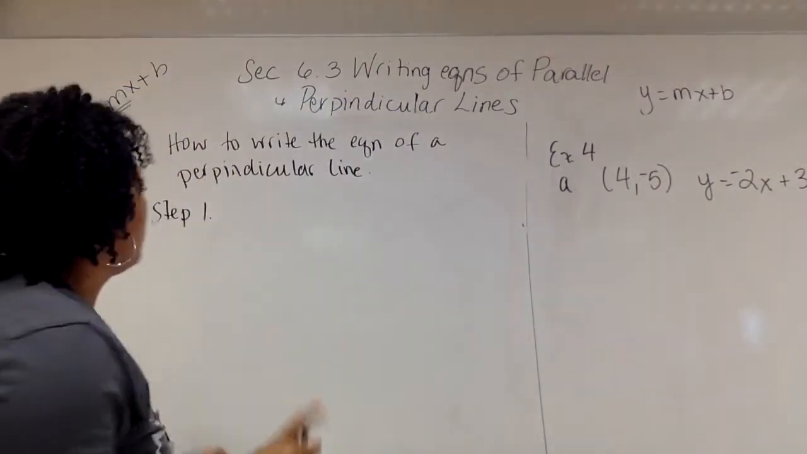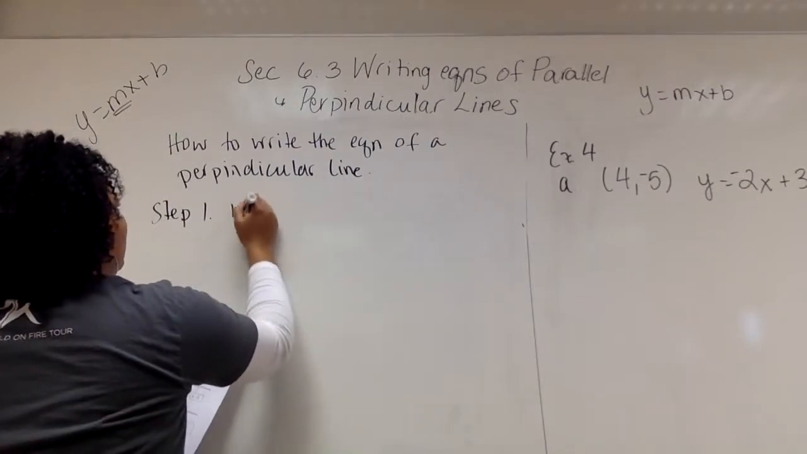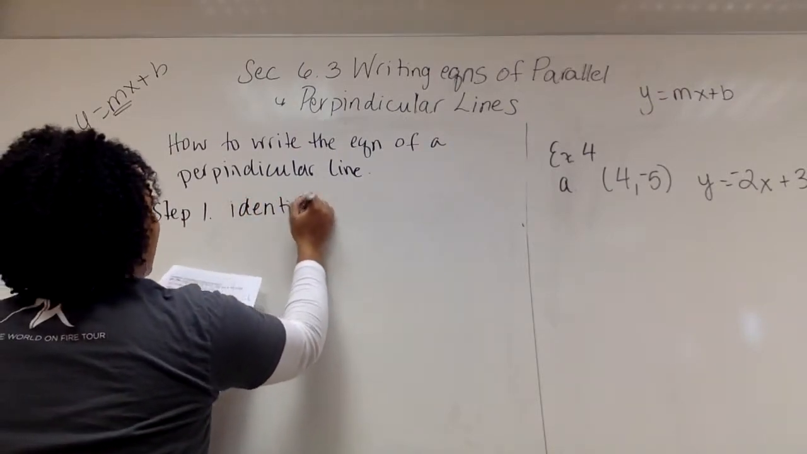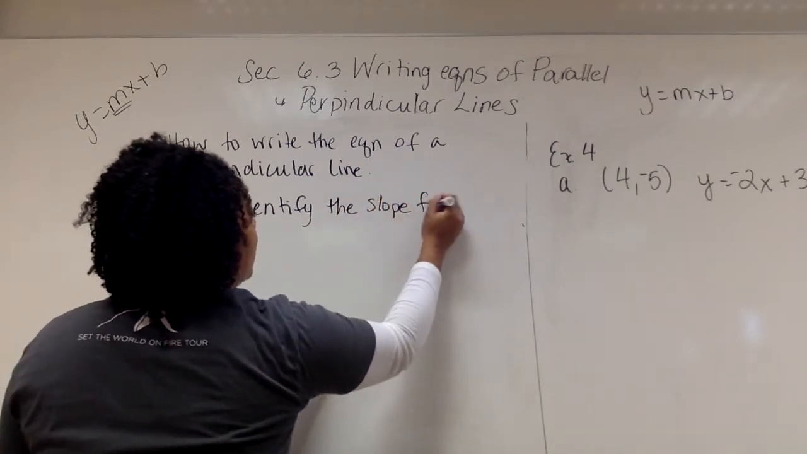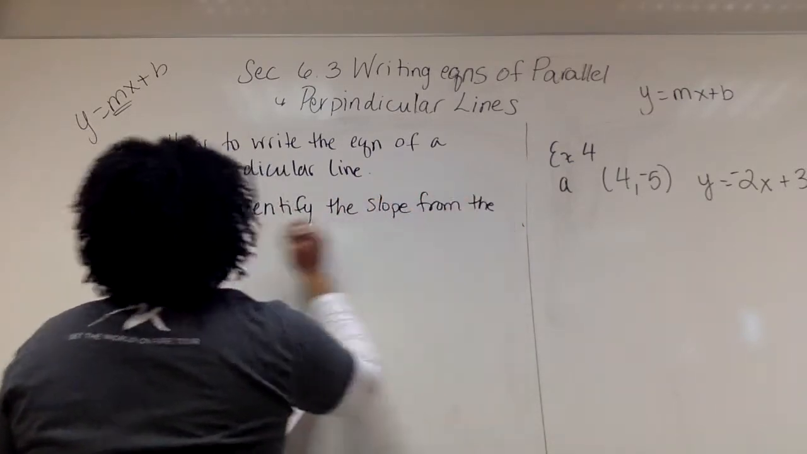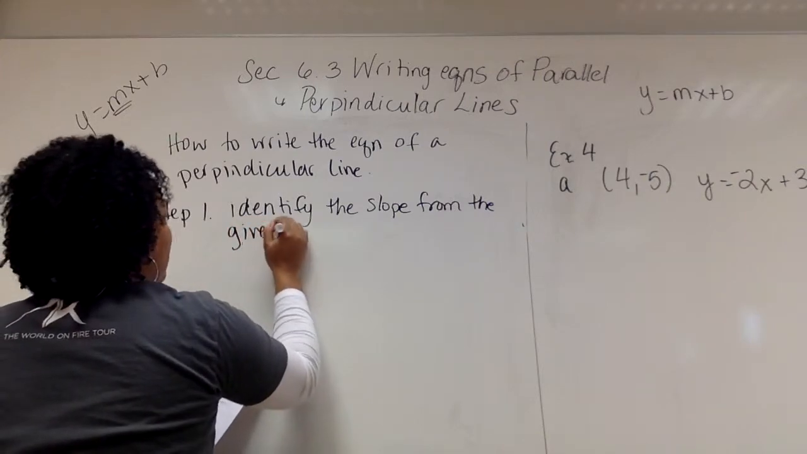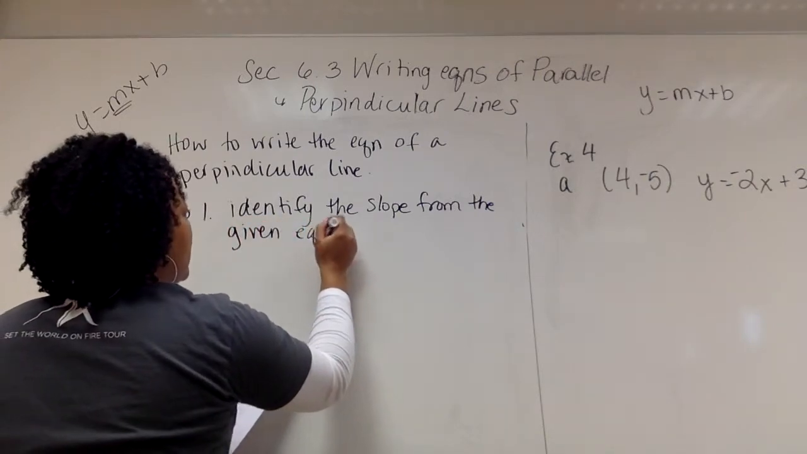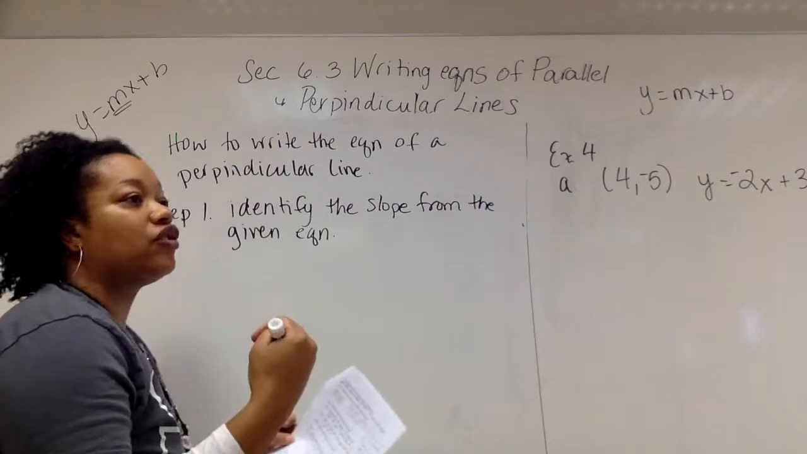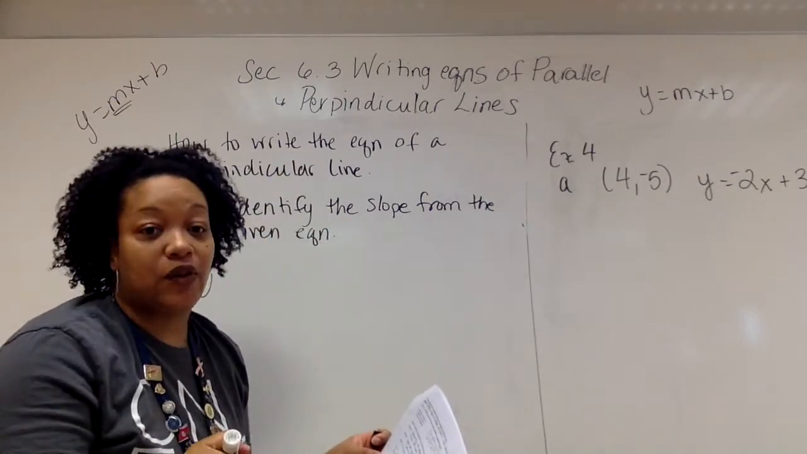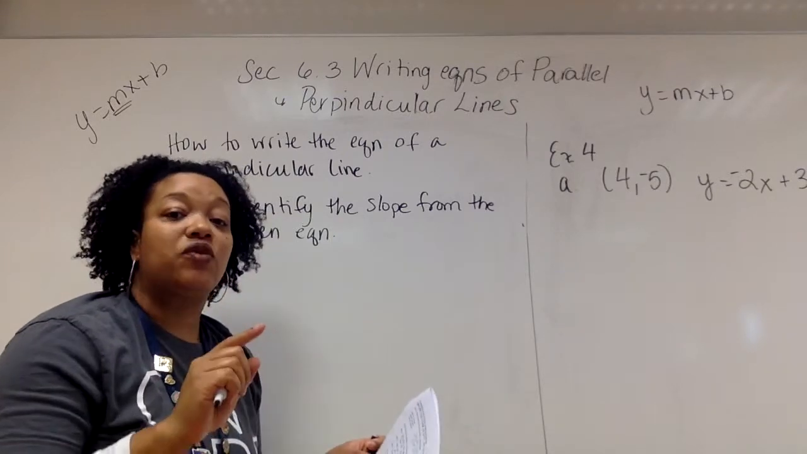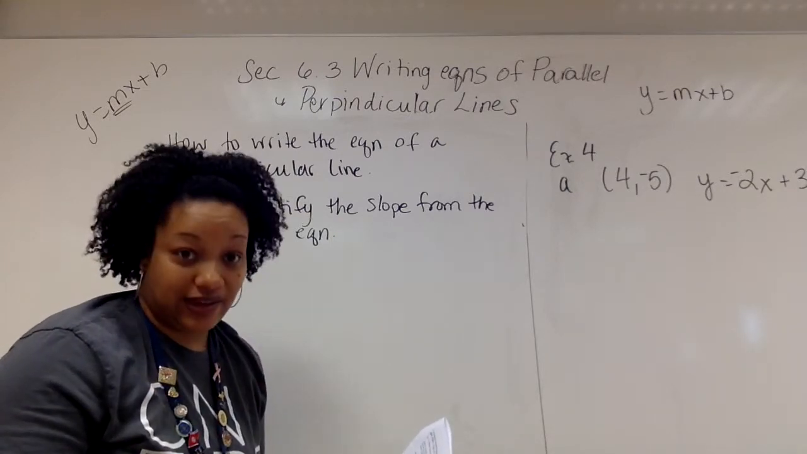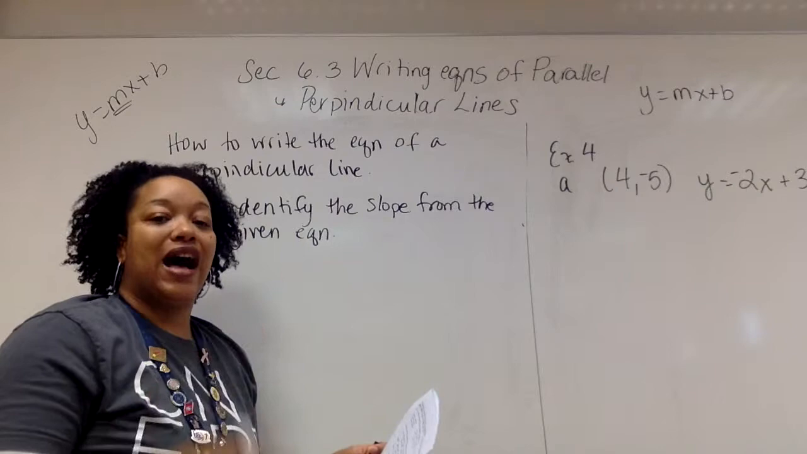So if we look at step one, the first thing that you have to do is identify the slope from the given equation, okay? So that's easy. You're going to be given an equation. If it's in slope-intercept form, you pull out your m. If it's not, you put it in slope-intercept form, and then you pull out your m. But because we're dealing with perpendicular lines, you have to take the opposite reciprocal.